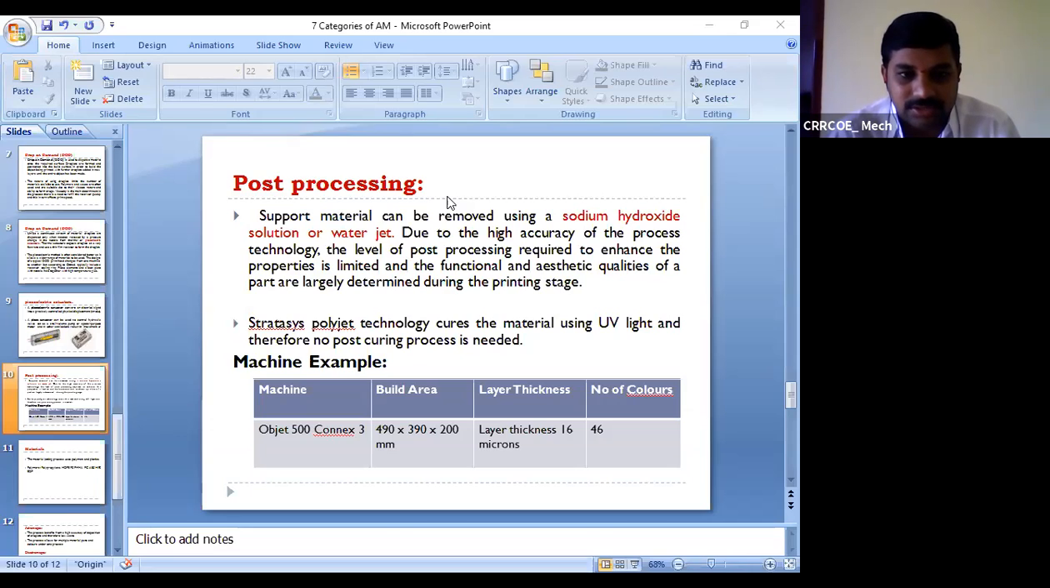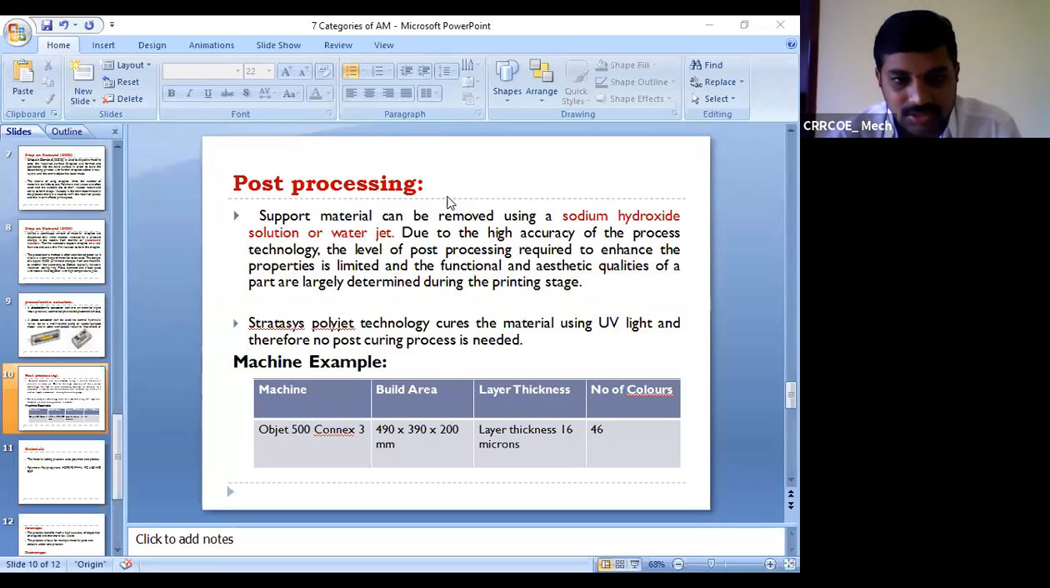Coming to the next statement: Stratasys PolyJet technologies fuse the material using UV light, and therefore no post curing process is required. This is one of the machines, Stratasys PolyJet technology. The curing of the material is done by using UV lights, and therefore no post processing is needed. That means we can eliminate the post curing process.